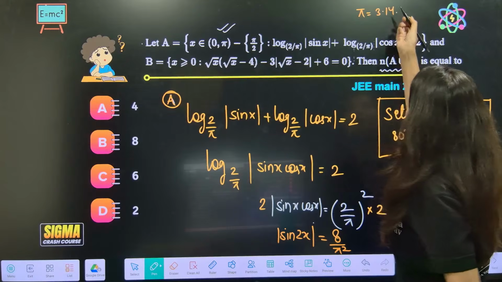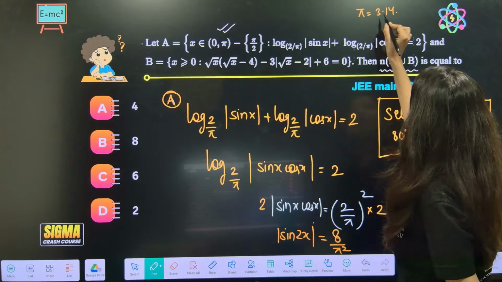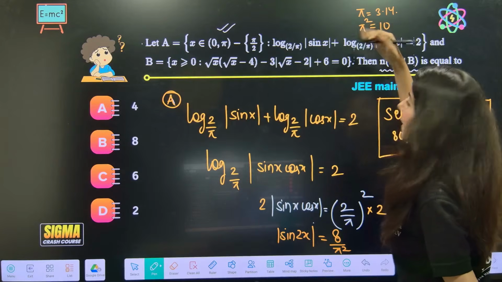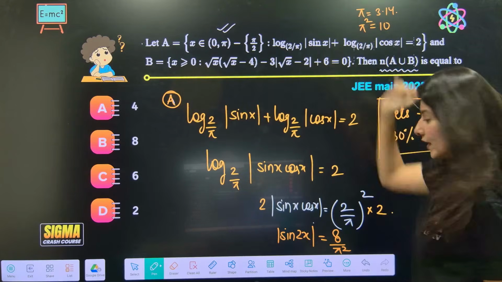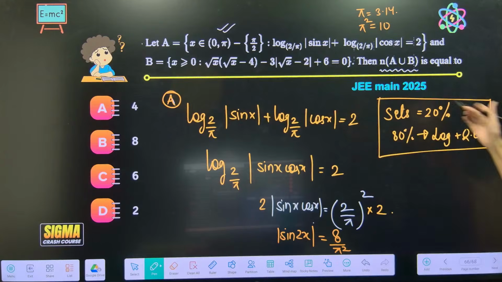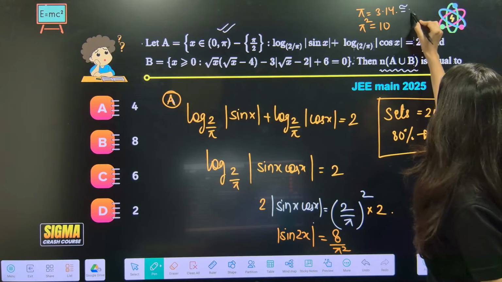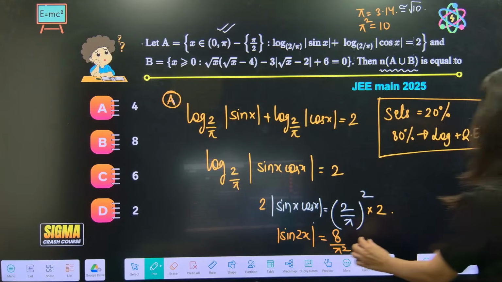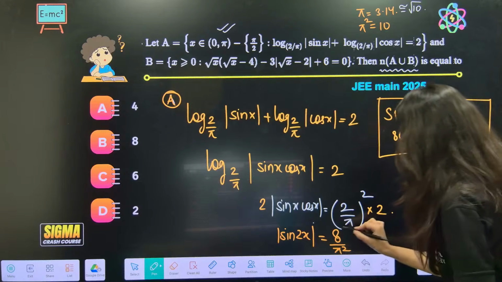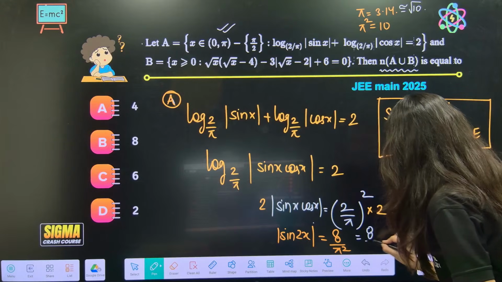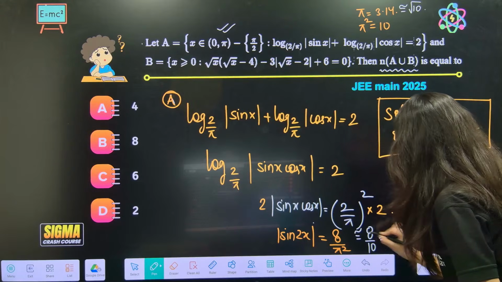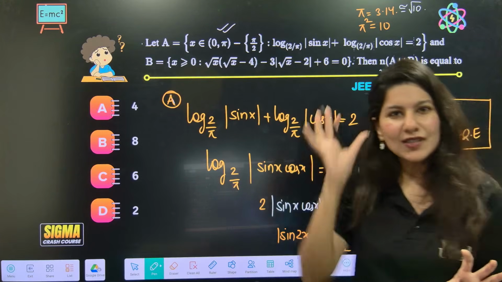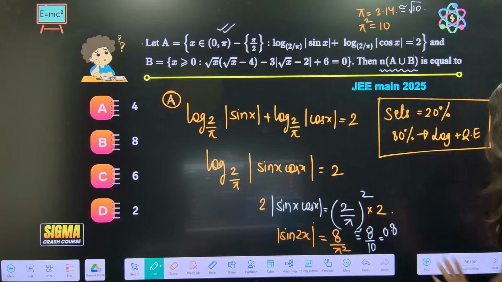Pi is 3.14. Okay. So over here, if you square pi, it will be around 10. Approximately, pi is root 10. So pi square is 10, and this is approximately 8 by 10, so approximately it is 0.8. 0.8 is a fractional quantity, so sine theta can actually have 0.8.